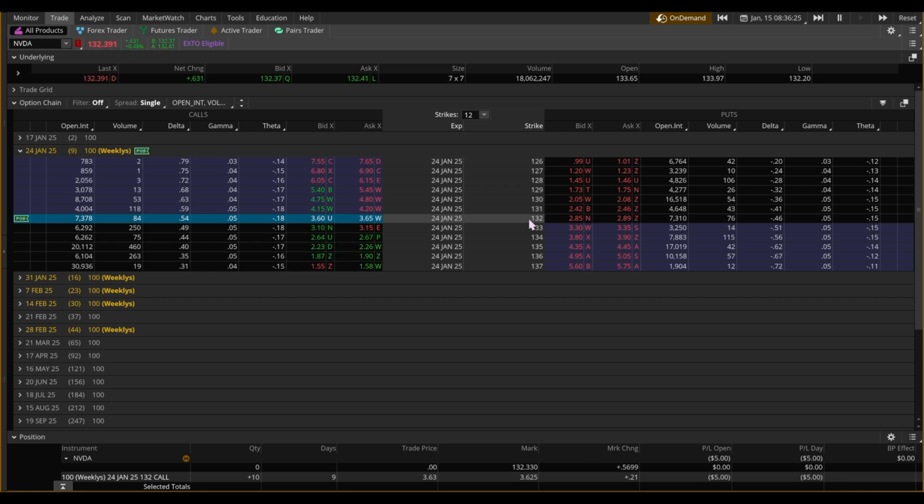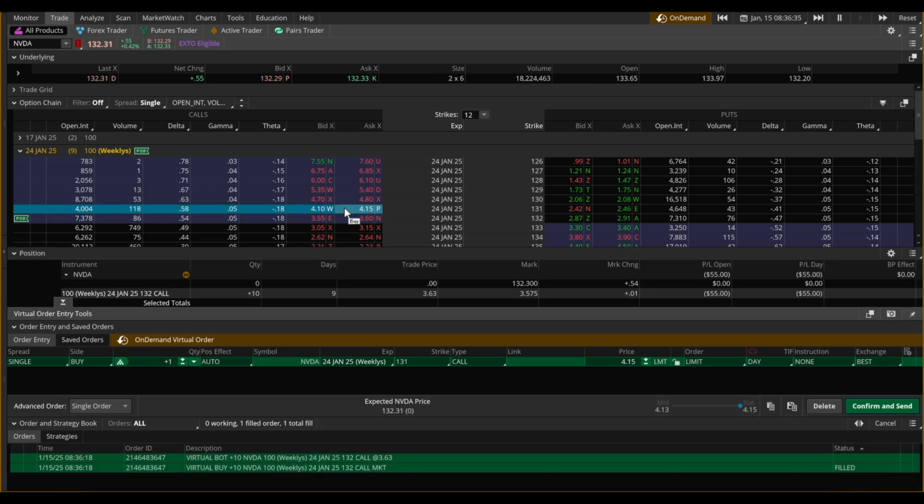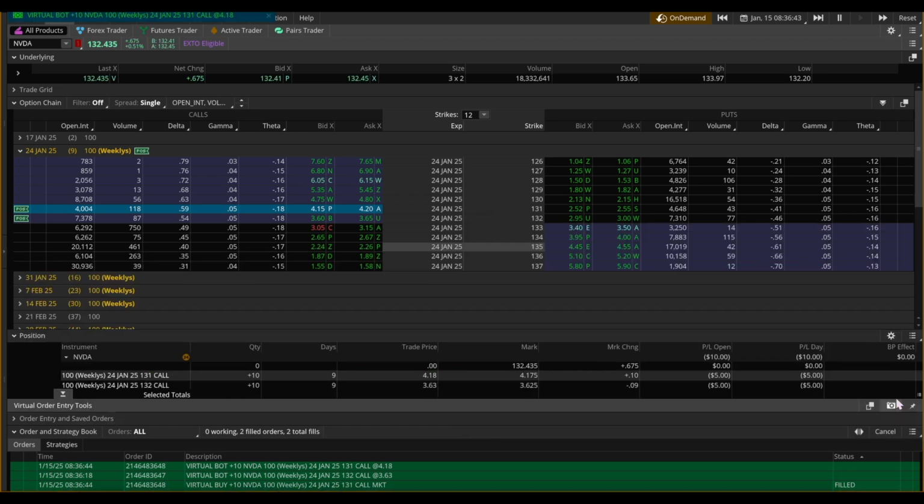Now I'm also going to do an in the money. In this case, it would have to be what? Again, below for it to be a call. You have to select the number below. So below 132 is going to be 131. I'm going to click on the ask price here. Set this to be a market order again. We'll also do 10 contracts. I'm going to confirm and send it off.